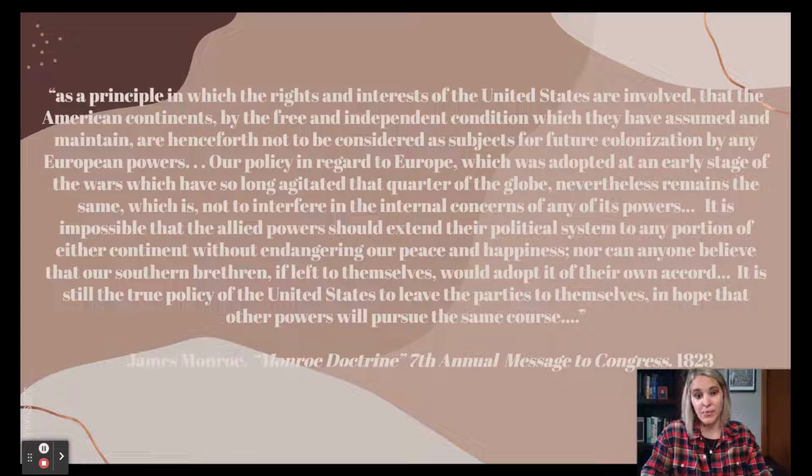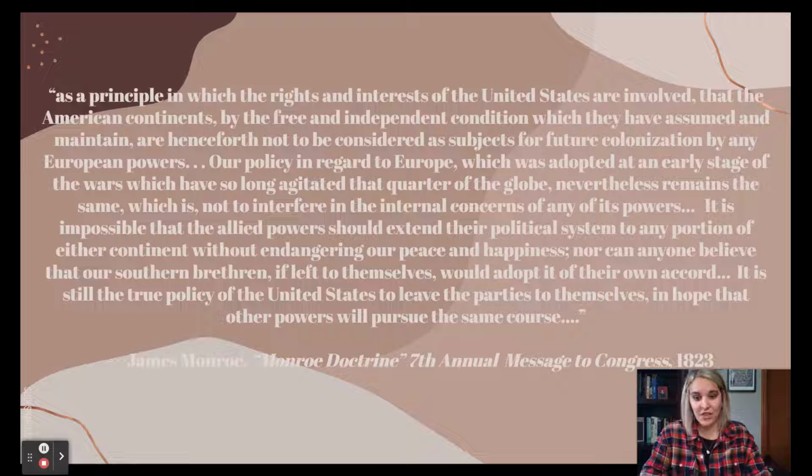Our policy in regard to Europe, which was adopted at an early stage of the wars, which have so long agitated that quarter of the globe, nevertheless remains the same, which is not to interfere in the internal concerns of its powers. It is impossible that the Allied powers should extend their political system to any portion of either continent without endangering our peace and happiness.